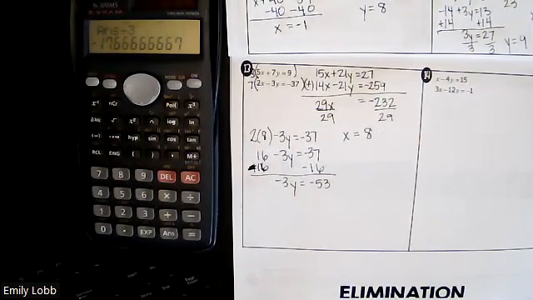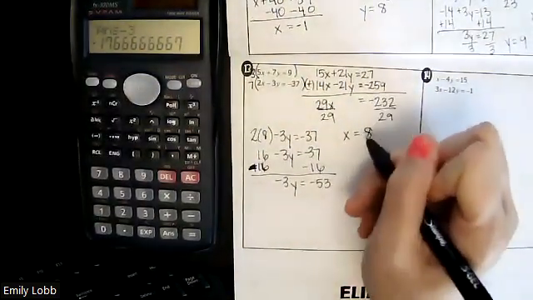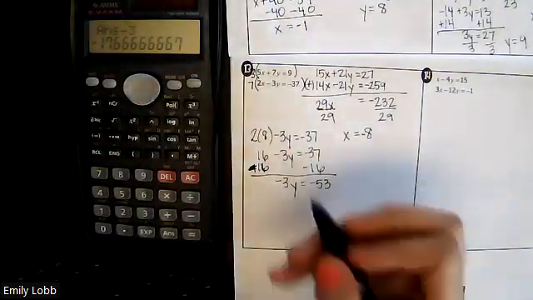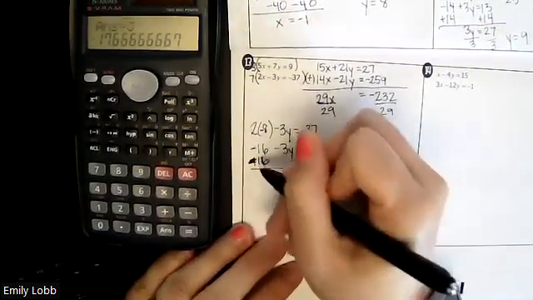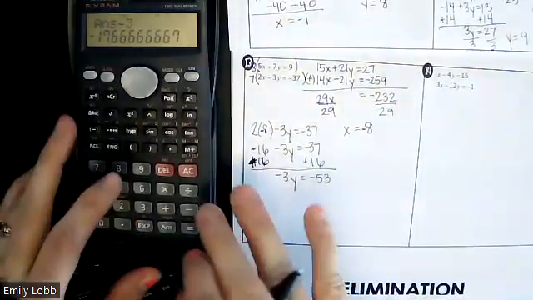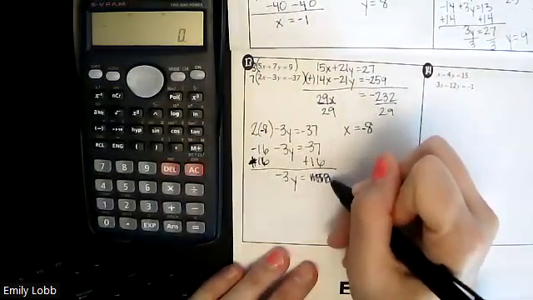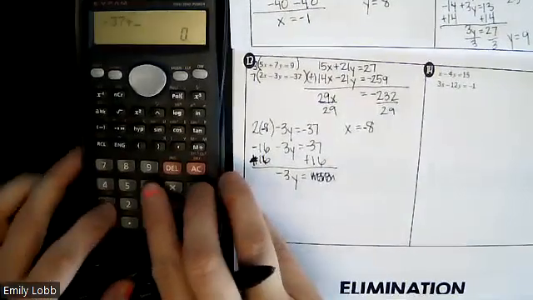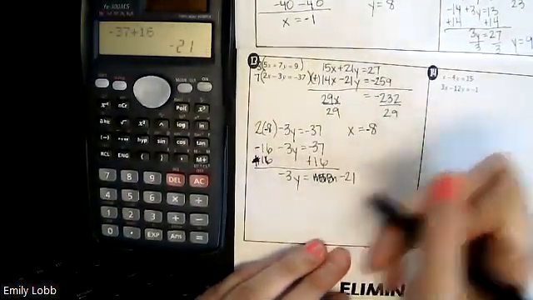Oh, did I lose a negative somewhere? I did. So this should have been a negative 8. Nobody yelled at me. So this becomes a negative 8, and this becomes a negative 16. And look, I did actually want to add 16. So when I add 16, it actually becomes negative 37 plus 16. And it does give us a multiple of 3 as negative 21.